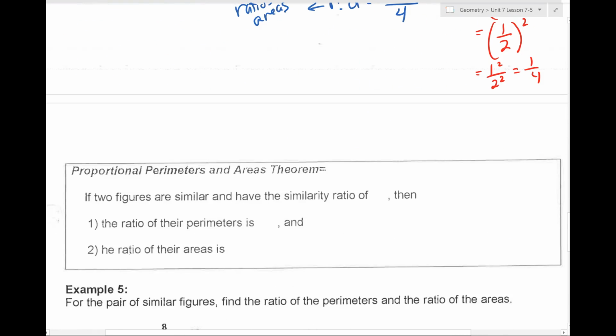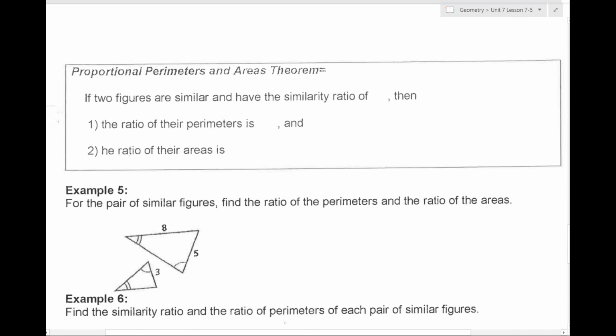So let's plug in what we know. So for the proportional perimeters and areas theorem, what do we have? If two figures are similar and have a similarity ratio of, and we're going to just use a generic ratio of A to B, then the ratio of their perimeters is A to B, and the ratio of their areas is A squared to B squared.